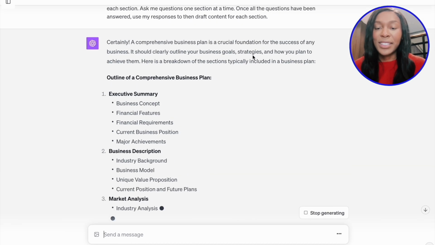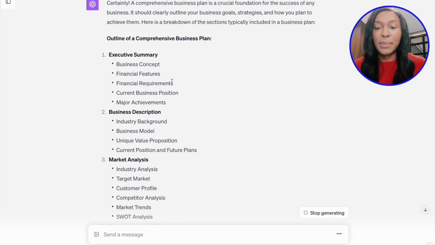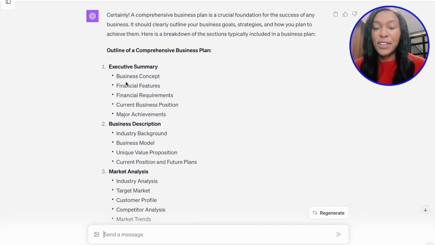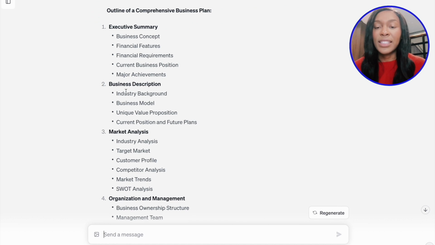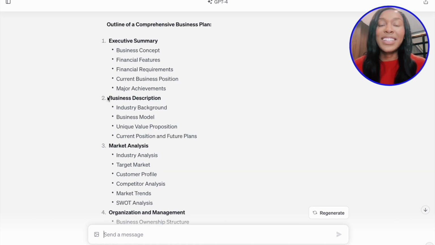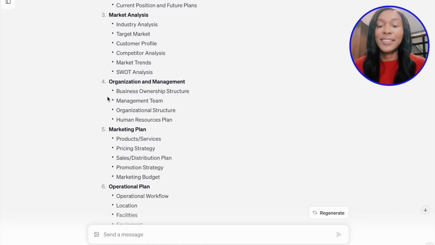ChatGPT replies, certainly. A comprehensive business plan is a crucial foundation for the success of any business. It should clearly outline your business goals, strategies, and how you plan to achieve them. Here's a breakdown of the sections typically included in a business plan. And so it breaks down each individual section by bullet points. So executive summary includes the business concept, financial features, financial requirements, current business position, as well as major achievements. And so I'm going to slowly scroll through these so that you can clearly see what's included in each section.